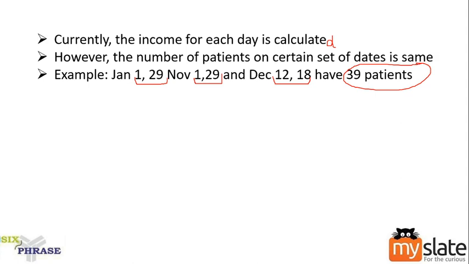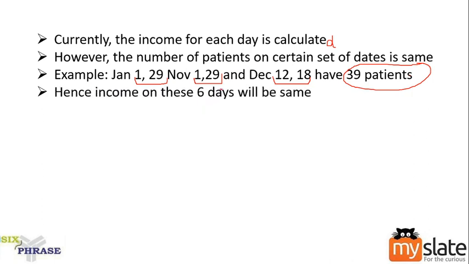If they all have 39 patients, income on all these days will be the same, because income is calculated based on the number of patients, right? We said it already. If 6 days have 39 patients, income for all 6 days will be the same. So, according to our logic, I'll calculate individually for these days. But now if I think about it, I don't have to calculate it individually, right? If 6 days will have the same income, I can use one income and substitute it for all the 6 days.